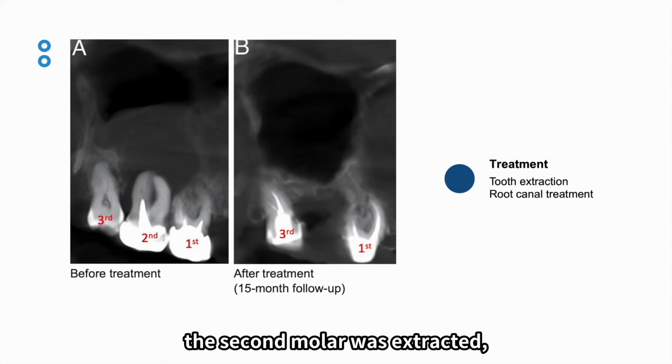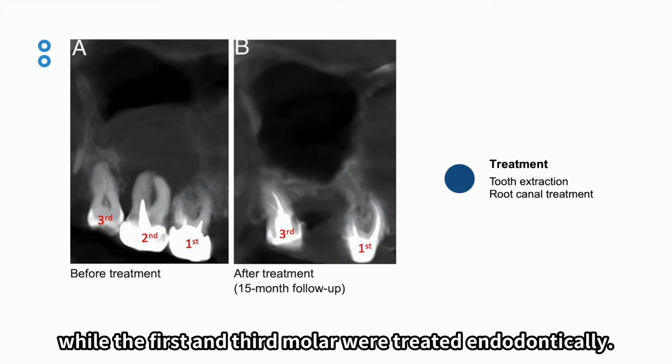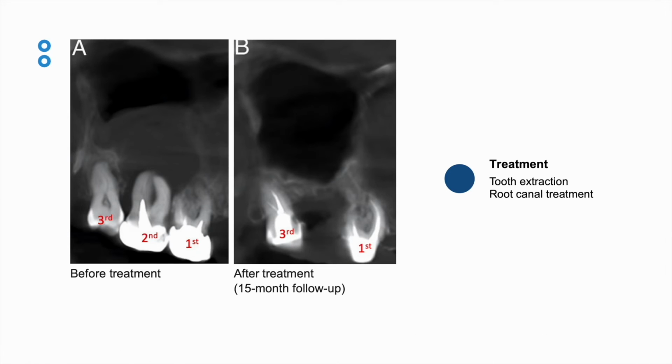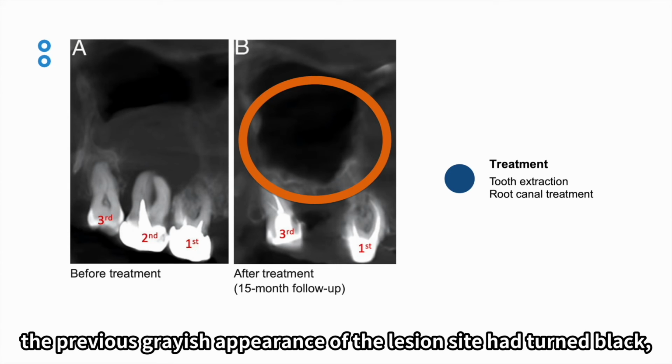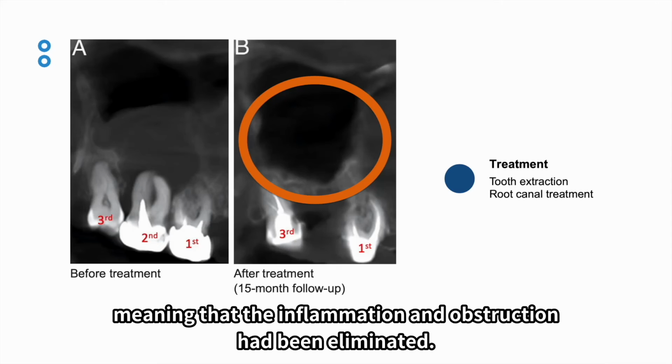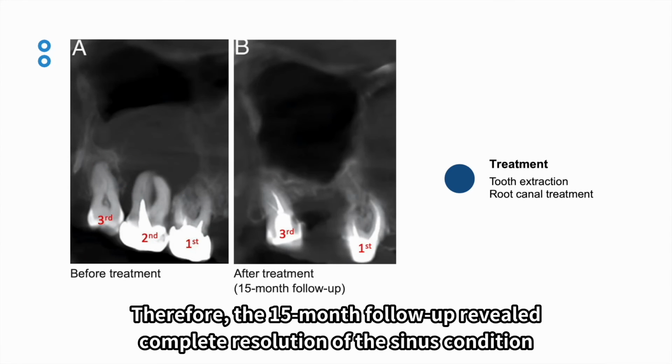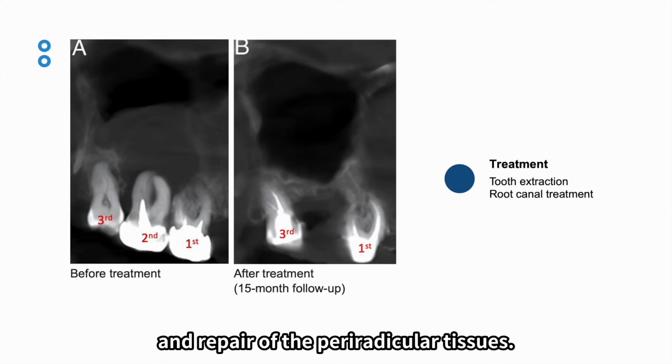For the treatment, the second molar was extracted, while the first and third molar were treated endodontically. As you can see from the after-treatment image, the previous grayish appearance of the lesion site had turned black, meaning that the inflammation and obstruction had been eliminated. The bone restoration of the sinus floor can also be seen. Therefore, the 15-month follow-up revealed complete resolution of the sinus condition and repair of the periradicular tissues.